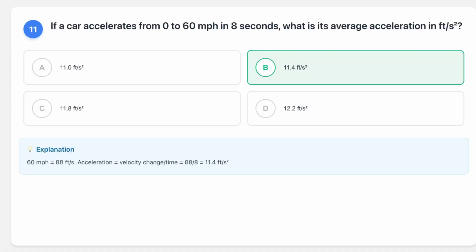Explanation. 60 miles per hour equals 88 ft/s. Acceleration equals velocity change over time equals 88/8 equals 11 ft/s².